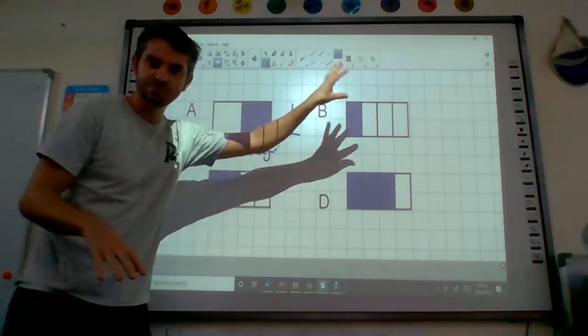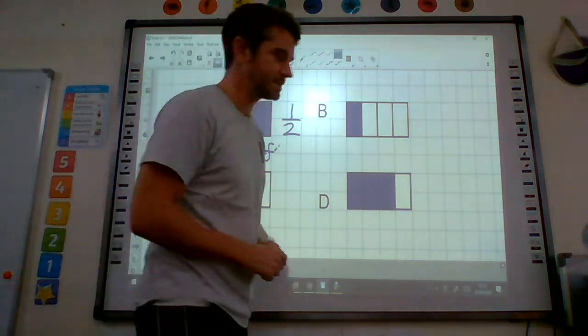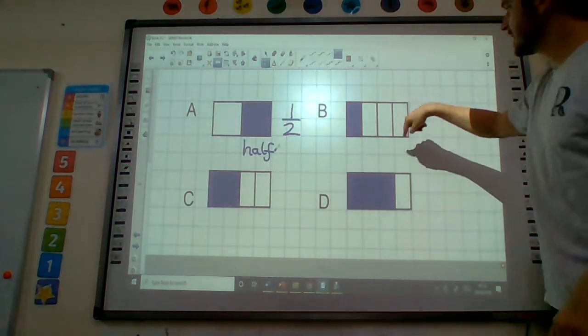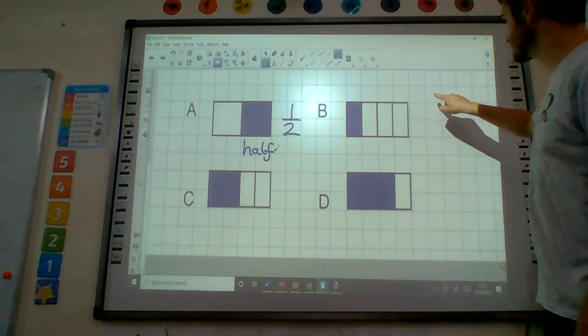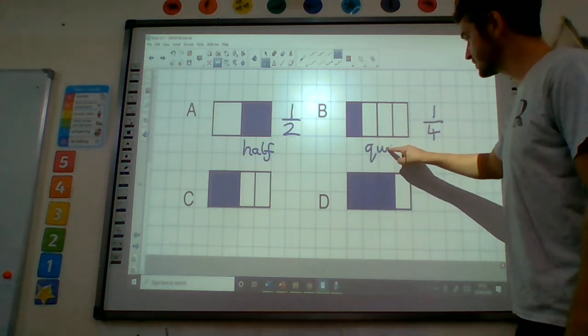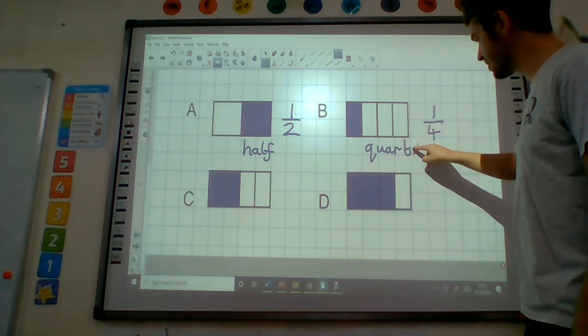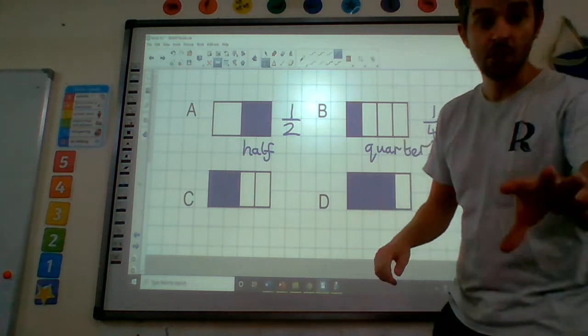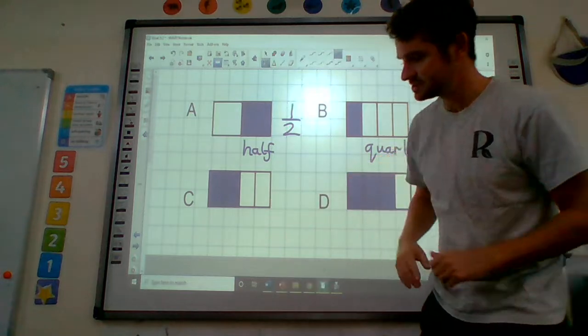Okay, I'm going to do B, C and D all at the same time. How many parts altogether? 1, 2, 3, 4. Okay, so we've got 1 out of 4, which is quarter. That's the fraction we were looking at yesterday. Quarter. 1 out of 4, quarter, also known as a fourth. On to C.